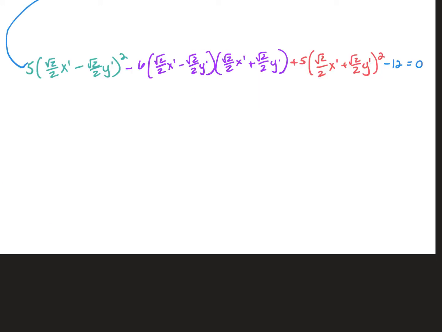Okay, so the 5 and then root 2 over 2 x prime minus root 2 over 2 y prime squared. I'm going to ignore the primes and do the squared. So 5 and then the square of root 2 over 2, that becomes 2 over 4. And I'm actually going to leave it as 2 over 4 instead of simplifying it. In a little bit, you'll understand why. So 2 over 4 x squared.